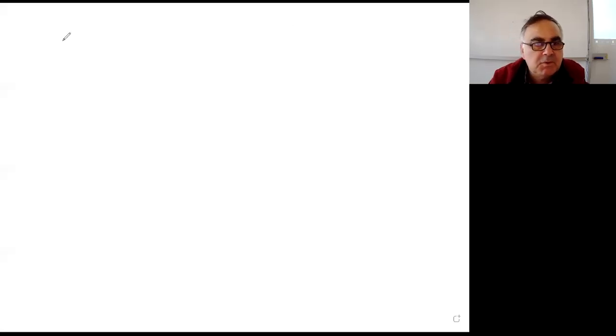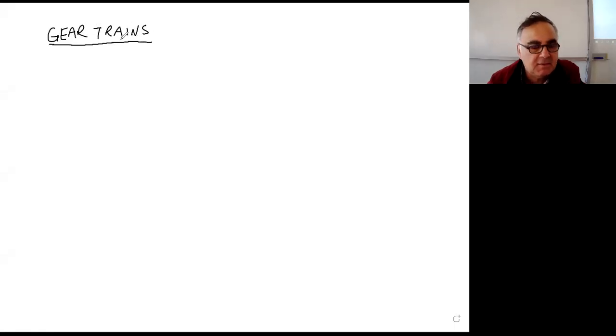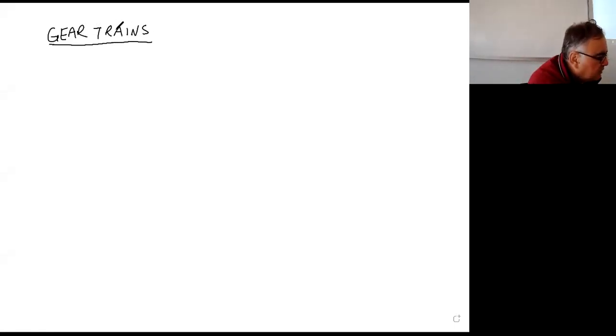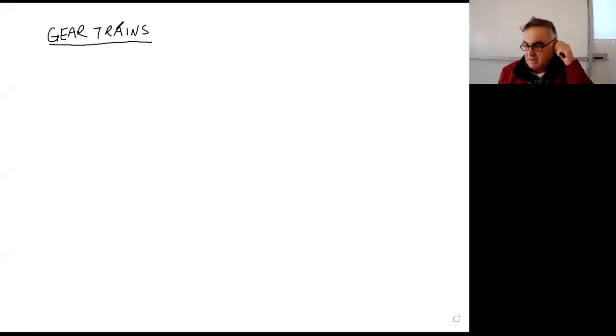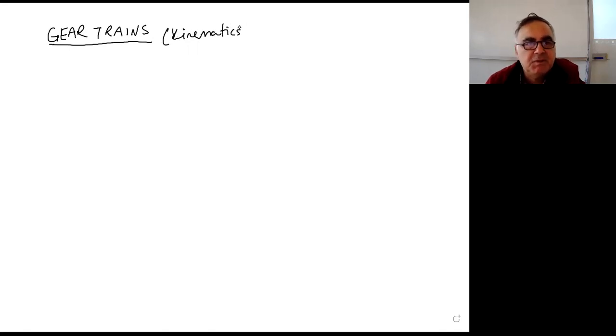Okay, so we will be talking about gears and kinematics of gears and gear trains. That is, gear trains means a series of gears connected to each other. Now the gears are, of course, important mechanical elements, but we are not going to study them in detail, but only the kinematics of them. We are going to look at the kinematics, which means the relationship between velocities and accelerations of gears.